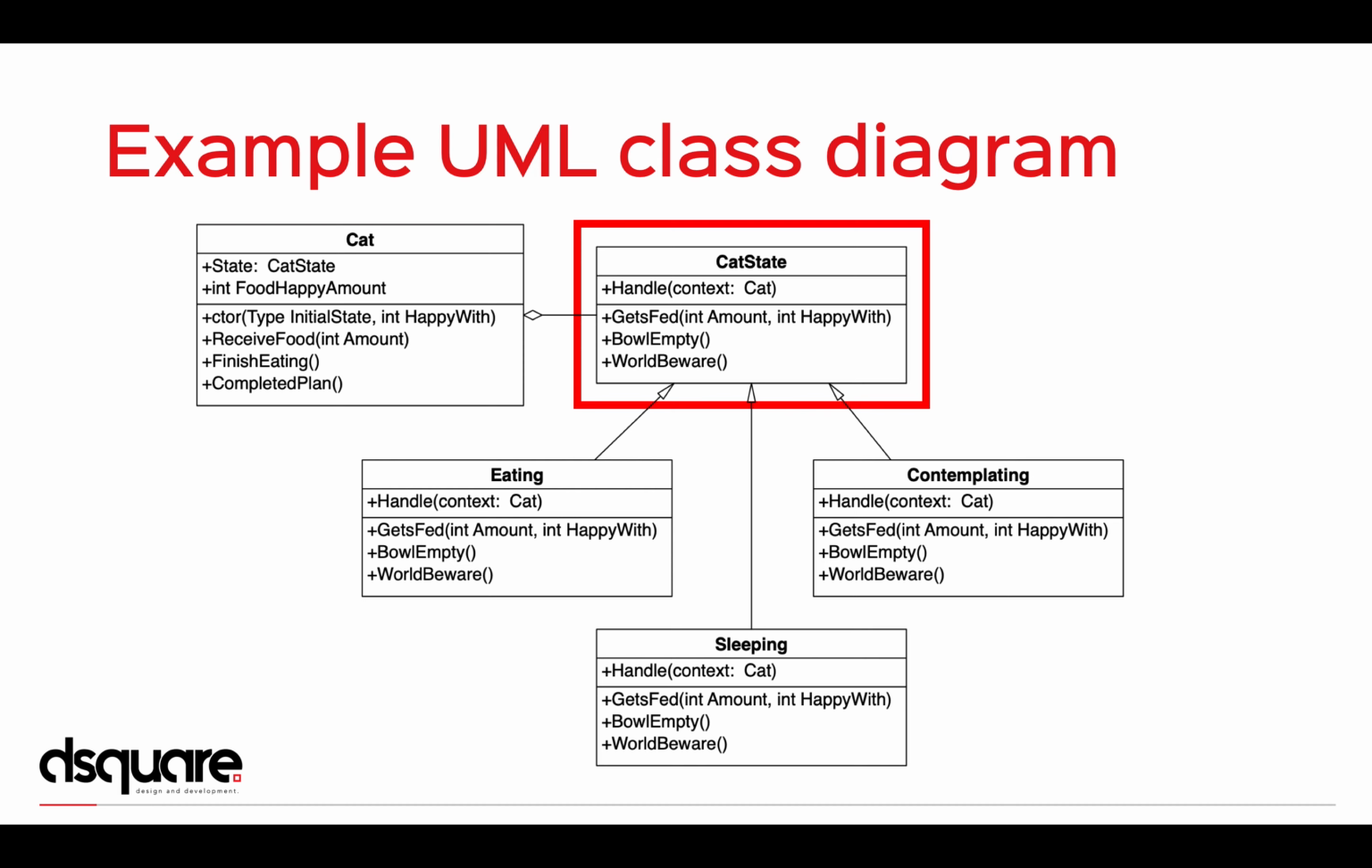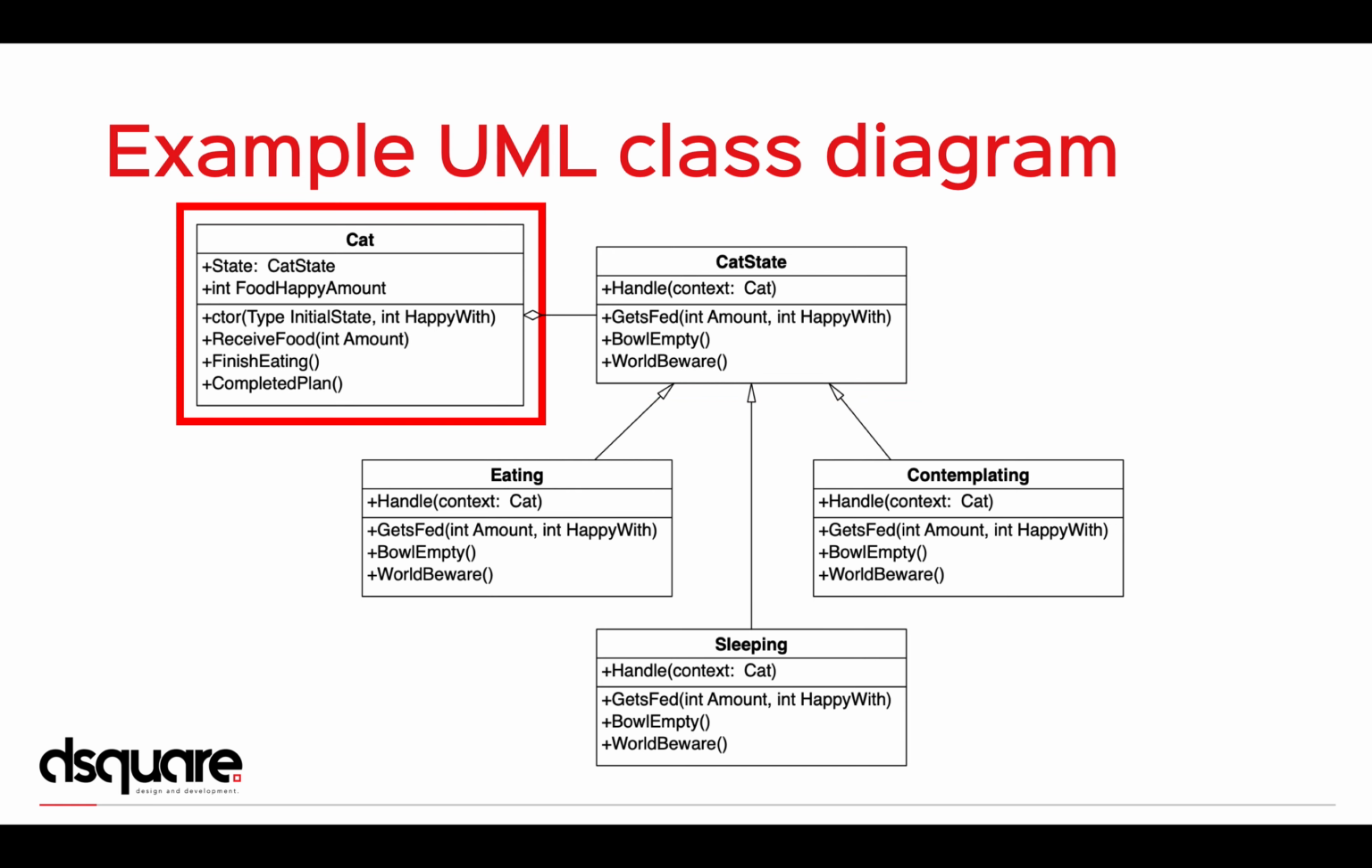So next, let's take a look at the actual cat. Remember that the cat is now our context. So just as the context had to have a reference to the state base, so too does the cat need a reference to a cat state. A cat can have only one state at a given time for this version of the state design pattern. So whenever the cat changes state, the value saved in that cat state field is going to change.